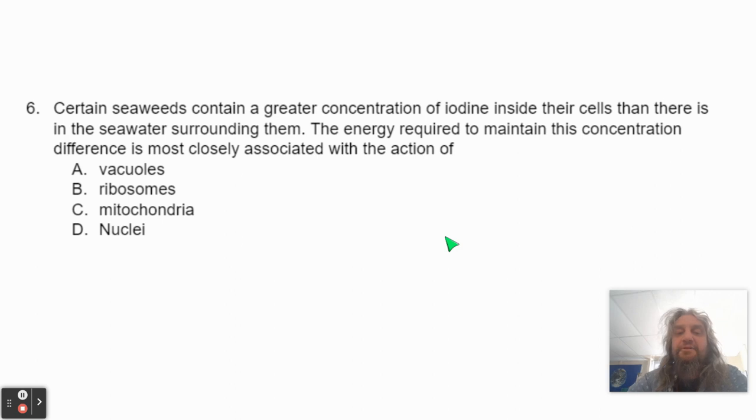Number 6, certain seaweeds contain a greater concentration of iodine inside their cells than there is in the seawater surrounding them. The energy required to maintain this concentration difference is most closely associated with the action of A, vacuoles, B, ribosomes, C, mitochondria, or D, nuclei.